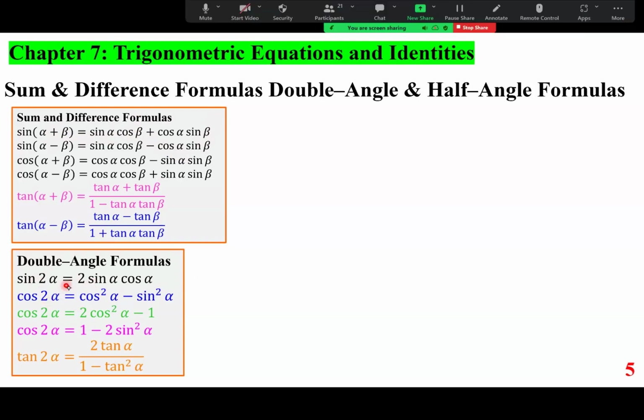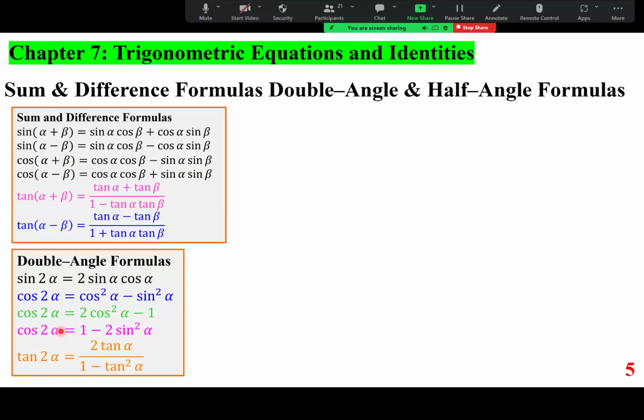I want cosine of 2 alpha. Over here, instead of beta, I change this to alpha also. So this changes to alpha, this changes to alpha. If you do that, cosine 2 alpha becomes cosine squared minus sine squared. Now, if you change the sine squared to 1 minus cosine squared, it becomes 2 cosine squared minus 1. If you change the cosine squared to 1 minus sine squared, you get 1 minus 2 sine squared alpha.